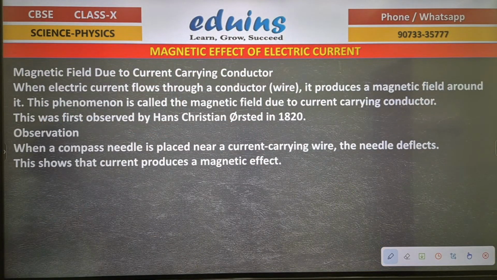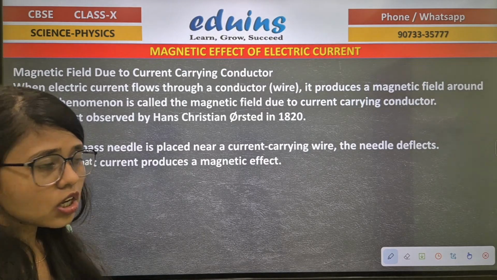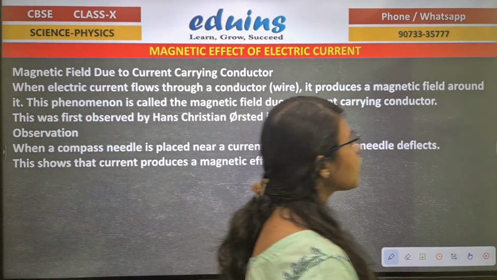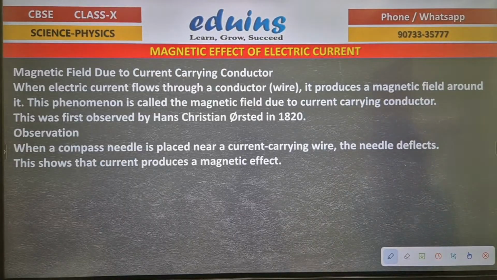Now, the magnetic effect: magnetic field due to a current carrying conductor. How does a current carrying conductor produce magnetic field lines? When electric current flows through a conductor or wire, it produces a magnetic field around it. This phenomenon is called the magnetic field due to a current carrying conductor. This was first observed by Hans Christian Ørsted in 1820.